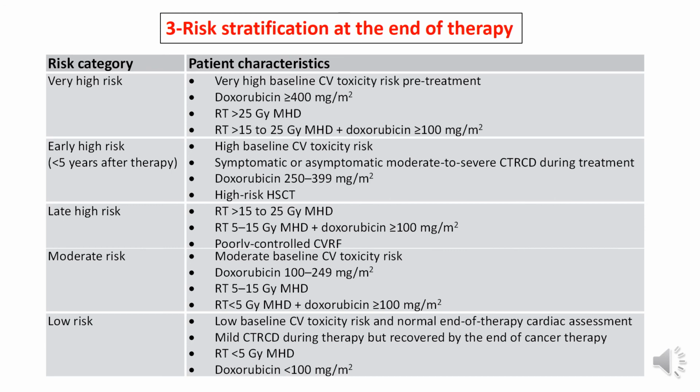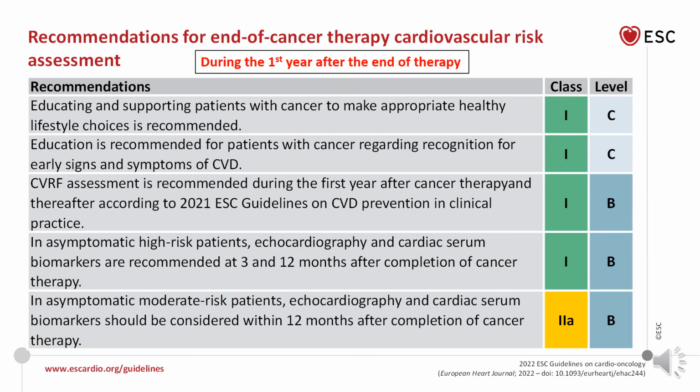After we do risk stratification at the end of therapy, it guides us during long-term surveillance. We divide it into short term, during the first year after the end of therapy, and long term, after this 1 year. We should educate our patient about a good and healthy lifestyle according to the preventive guideline, and educate the patient about potential early warning symptoms of cardiotoxicity like chest pain, dyspnea, and palpitation.